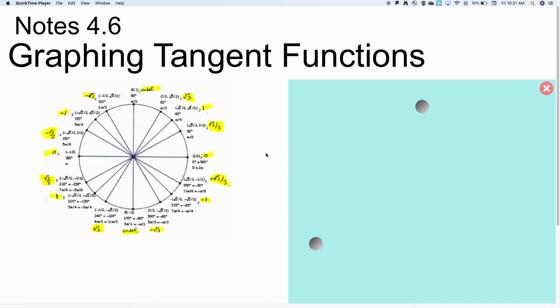And so then I just went around my unit circle and I did the other tangents. So like in quadrant 2, they're negative. In quadrant 3, they're back to positives. And in quadrant 4, they're negatives again. But what I'm going to do with that is I'm going to graph it.